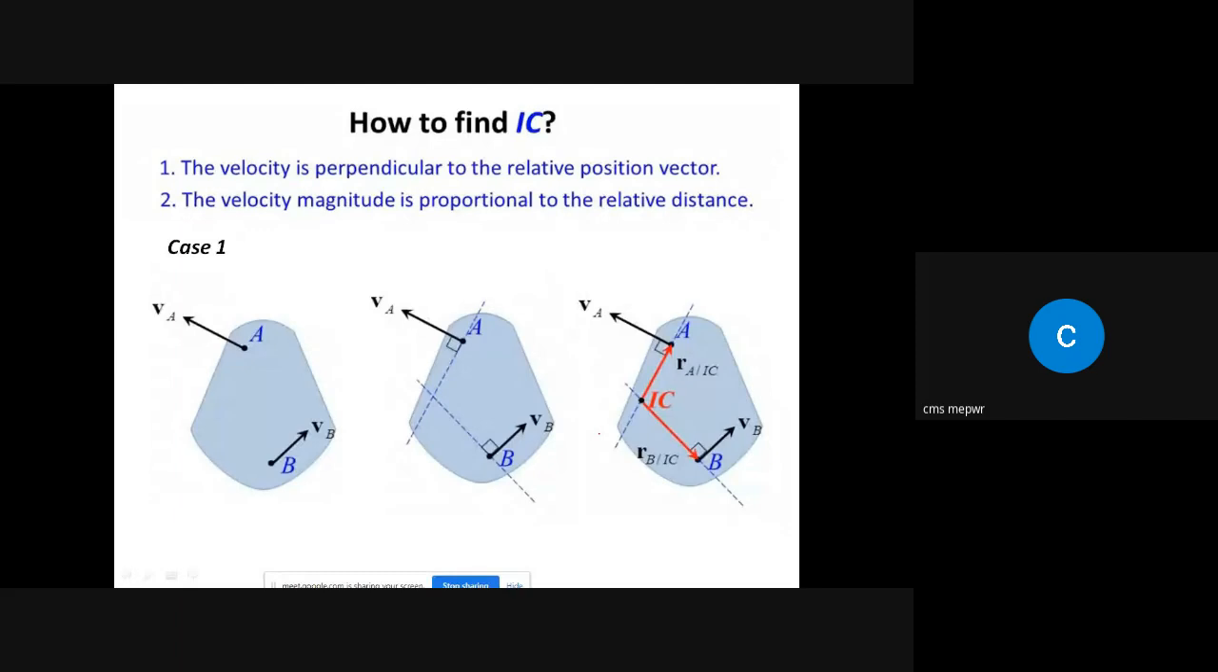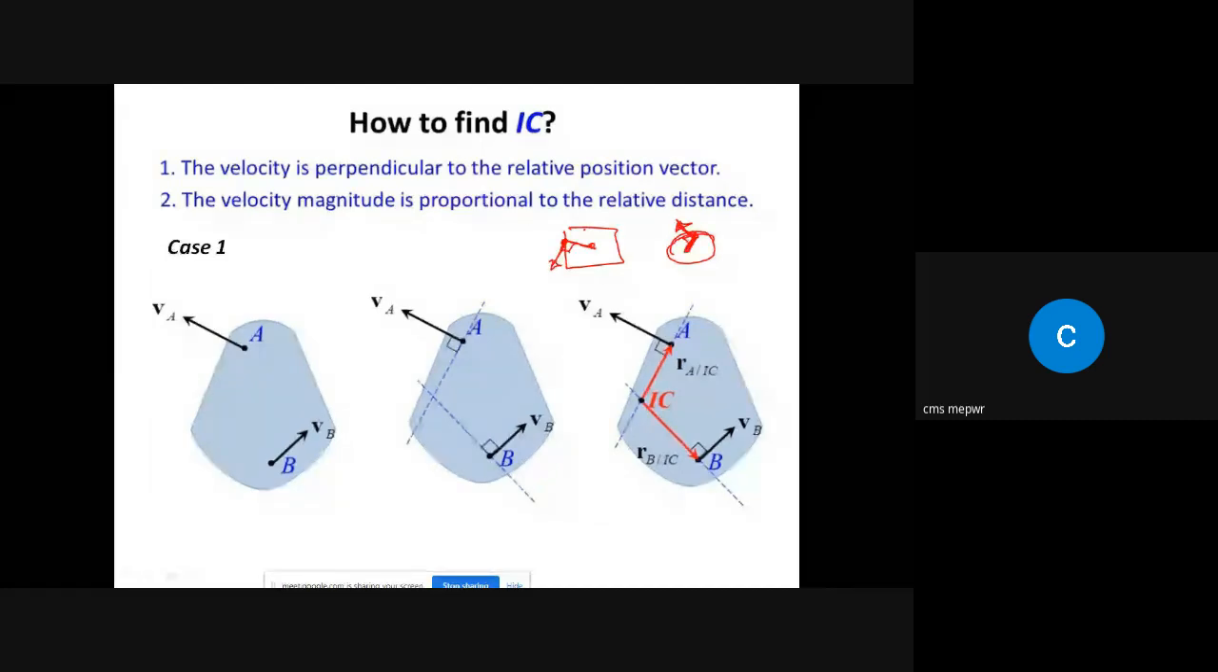Let's discuss. The velocity is perpendicular to the relative position vector. Means if we have this object and this velocity, for example, if this is the point, so this is the position vector, the velocity is always perpendicular to it, right? If this is the object and this is the point where we want to find the velocity, and this is the position vector, the velocity at any instant will be perpendicular. This is the first case.